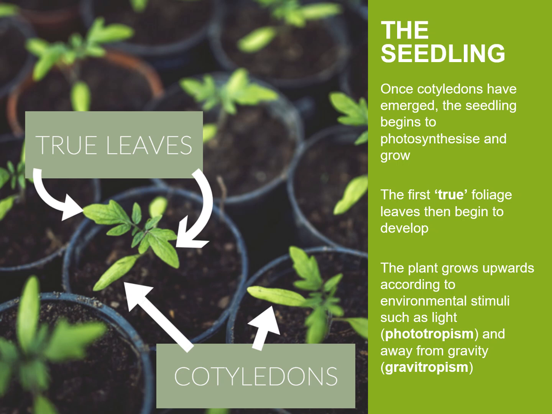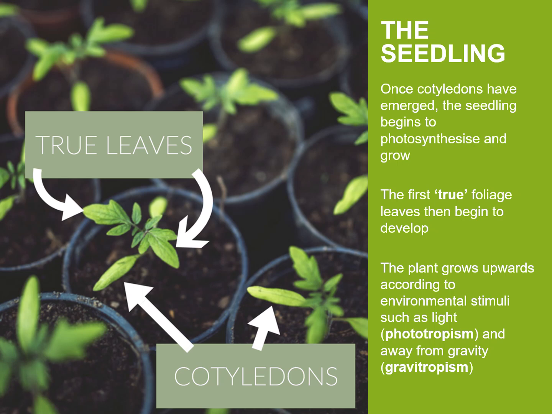Once the cotyledons have emerged, the seedling then begins to photosynthesize and grow. After the cotyledons have expanded, what's called the true leaves then start to emerge and grow. This slide just shows some tomato plants. The cotyledons are oblong shaped. They don't have any lobing or serration on the leaves, whereas the true leaves, by contrast, have a much more well-defined shape and are typical of the leaf shape of the juvenile stage of a plant's growth.